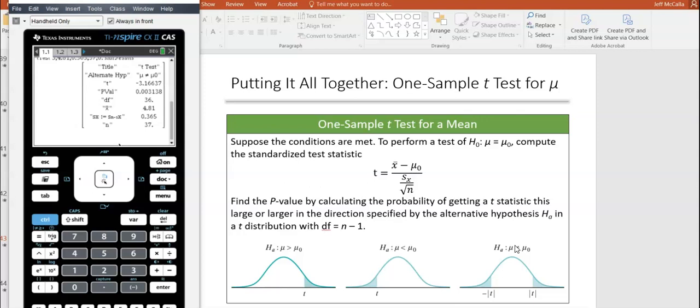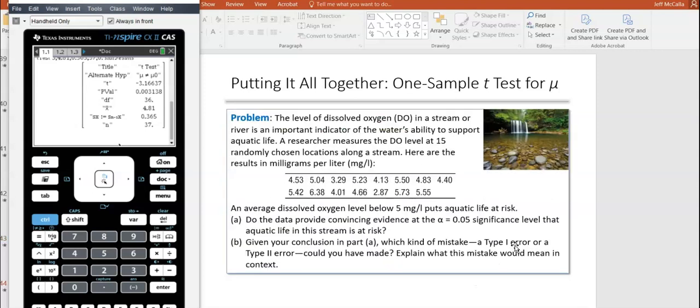Suppose the conditions are met. To perform a test of the null, you would compute that. To find the p-value, calculate the probability; you have to think about the direction. When it's greater than, you're shading to the right, less than, shading to the left, and not equal to, you're shading both directions.